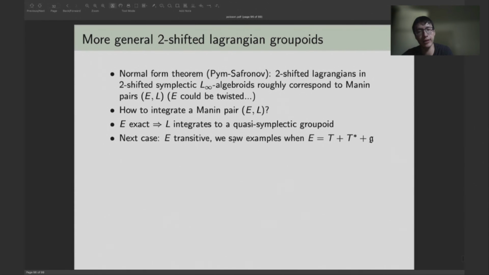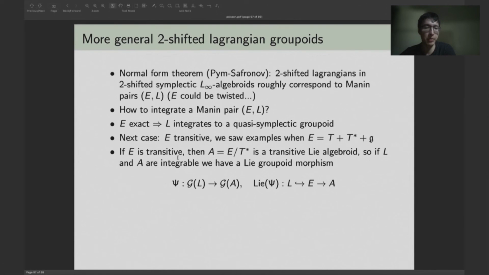Well, in the exact case, if E is exact, we already know that L integrates to a quasi-symplectic group. So the next case that we can consider is the case in which E is transitive. All the examples that we saw are examples in which E is transitive and it is given by this simple description as T plus T star plus G, where G is a quadratic Lie algebra. But more generally, if we have any transitive current algebra, we can do the following.